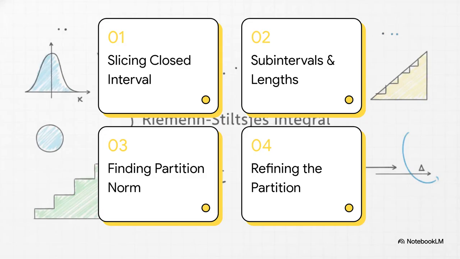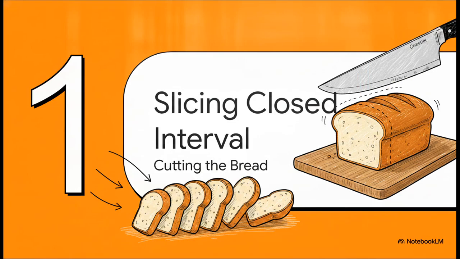All right, let's map out our journey for today. First, slicing the closed interval. Second, subintervals and their lengths. Third, finding the partition norm. And finally, refining the partition. Let's dive right into part one, slicing the closed interval.